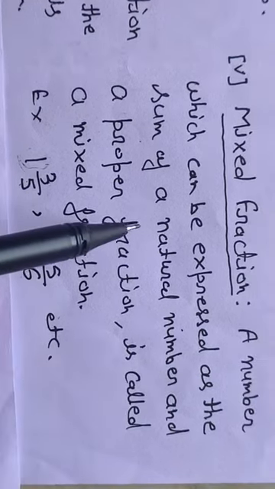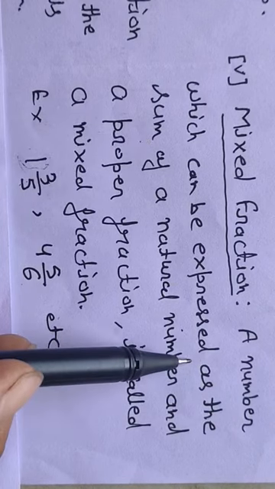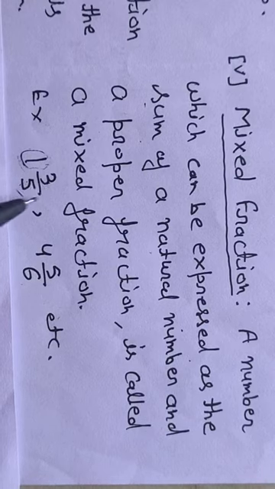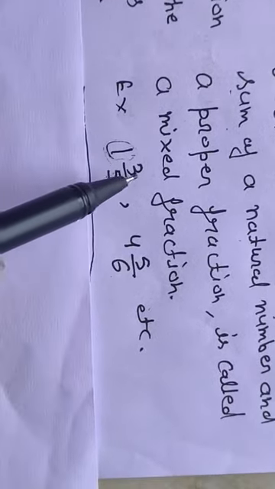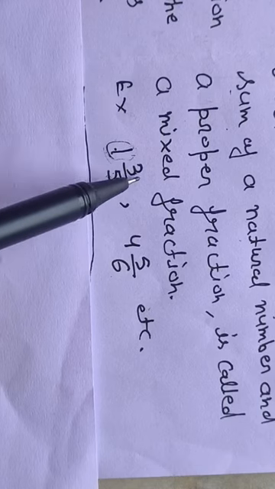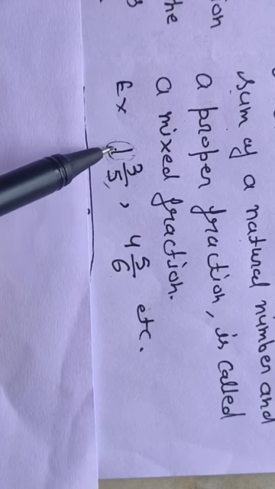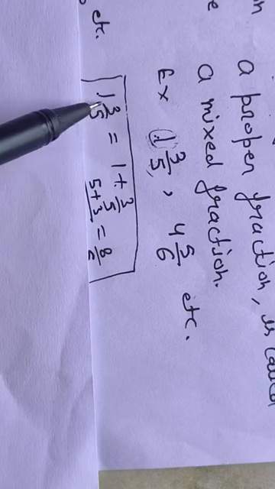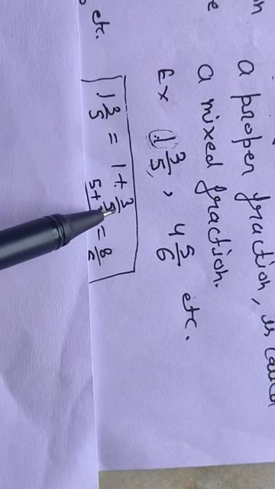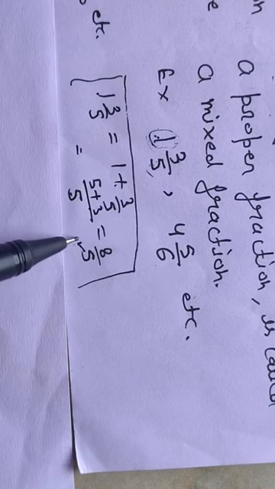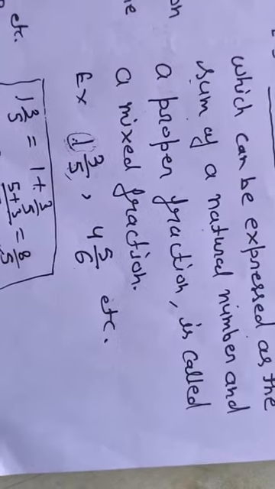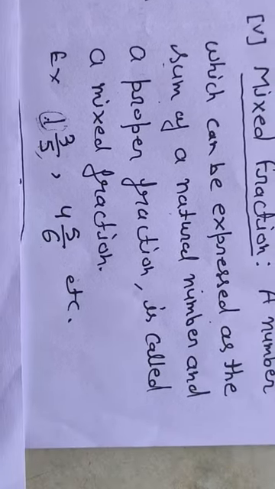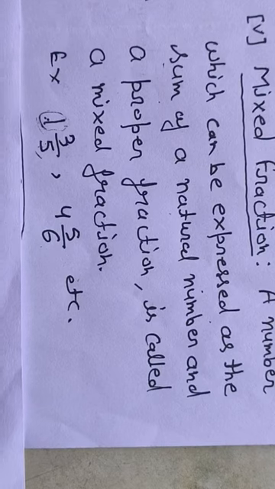What was the definition? A fraction which can be expressed as the sum of a natural number and a proper fraction. 1 is the natural number and 3 upon 5 is the proper fraction. For example, 1 whole 3 upon 5. Now we will check the sum of the natural number and the proper fraction. So 1 whole 3 by 5 equals 1, the natural number, plus the proper fraction 3 upon 5. After calculation, it is also 8 upon 5. So it is a mixed fraction. Okay, the sum of a whole number and a proper fraction is called a mixed fraction.